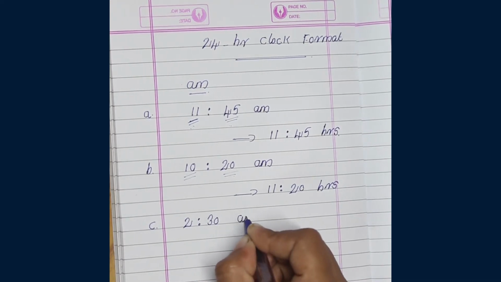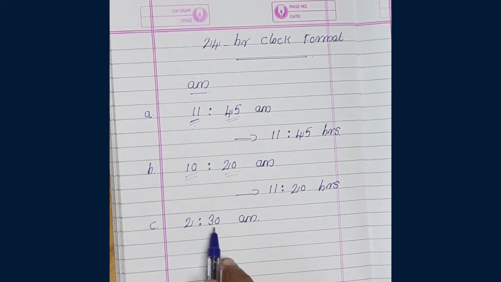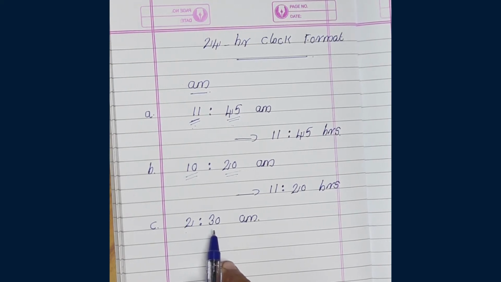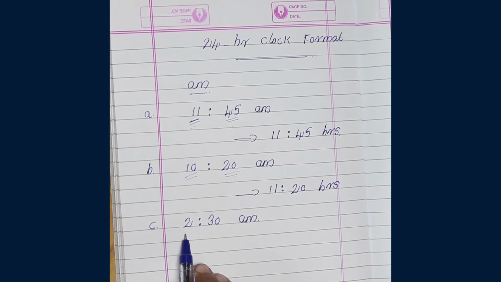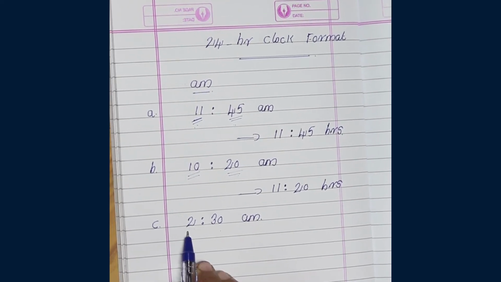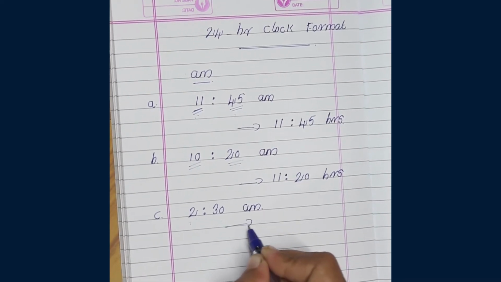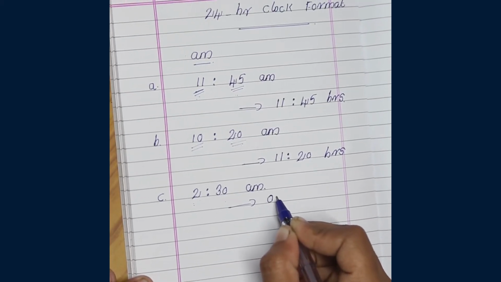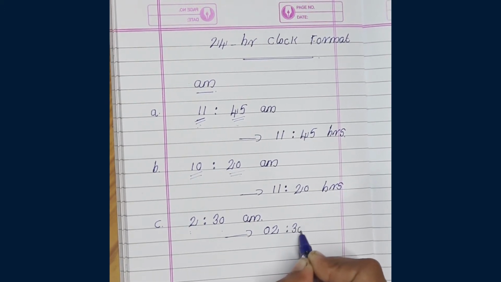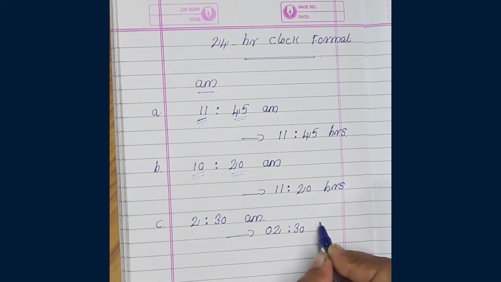Then our next example, 2:30 AM. In this case, the time is 2 hours 30 minutes. In 24-hour clock format, we want to use 4 digits. The first 2 digits are expressed in hours and the remaining 2 digits are expressed in minutes. In this case, there is only 1 digit in the hour. In that case, we have to put 0 before the hour. So it is 02, then the remaining number 30. So it is expressed as 02:30 hours.